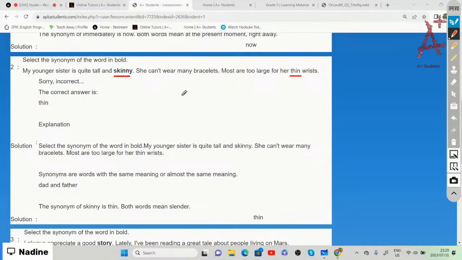So skinny and thin, both of these words mean that your sister is slender, right? Nowadays we don't say we are skinny or thin, because some people see it as offensive. But they use words like slender. So slender is a word that most people use nowadays instead of saying skinny or thin, without, let's say, offending anybody.